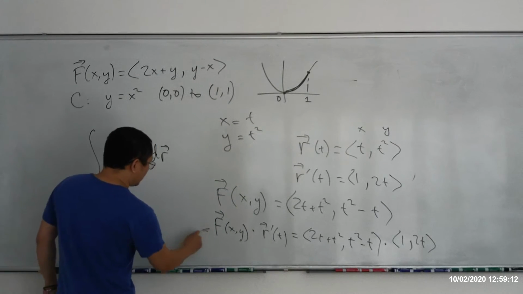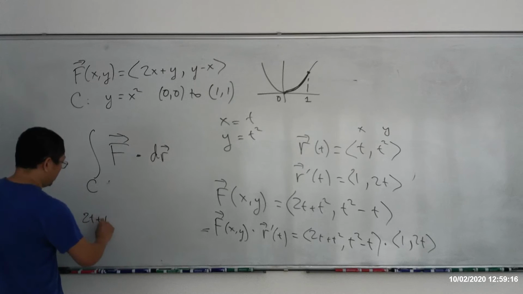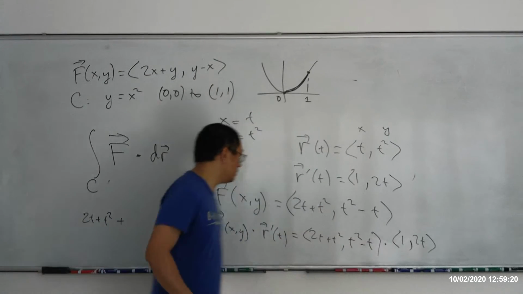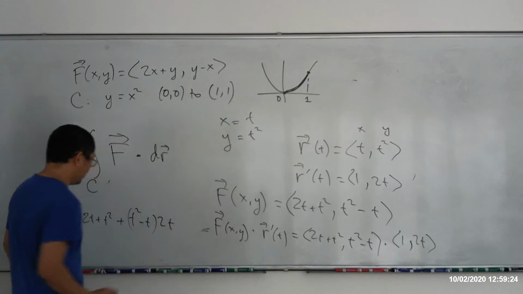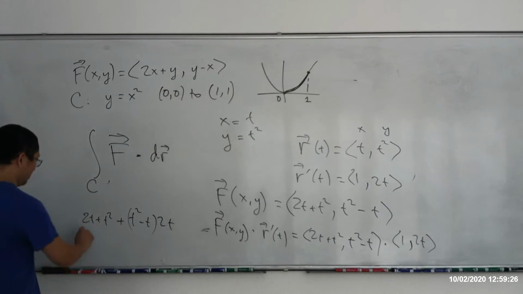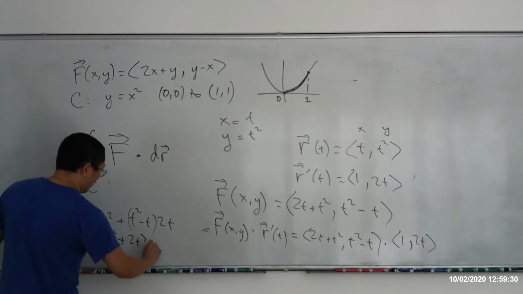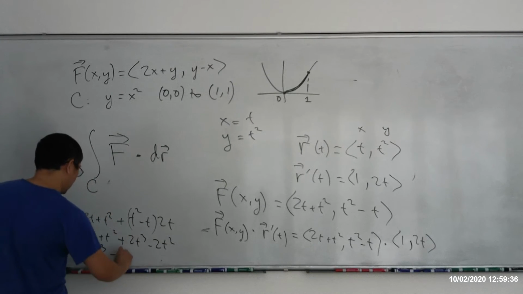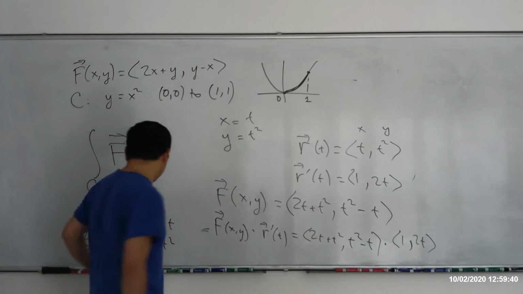I'm running out of space, so I'm going to write on the left hand side. It's going to be 2t + t² + (t² − t) times 2t, which is a function of t. That's 2t + t² + 2t³ − 2t². So this is going to be 2t³ − t² + 2t.